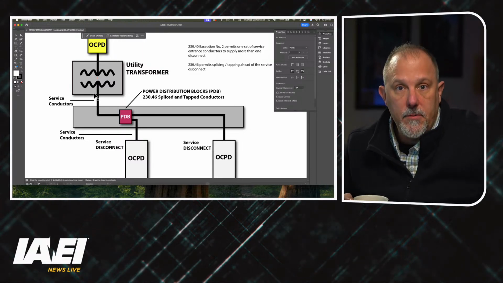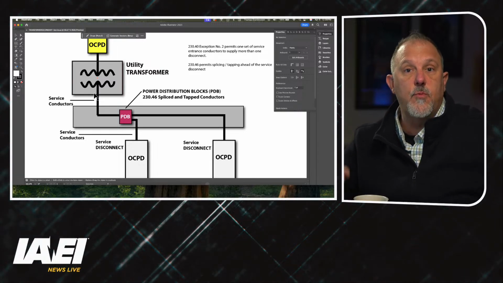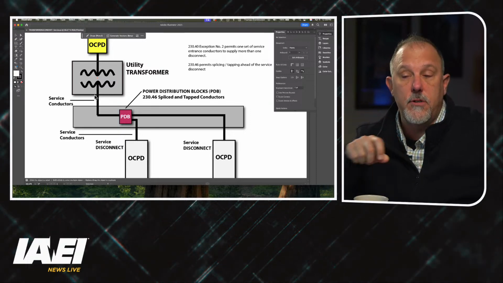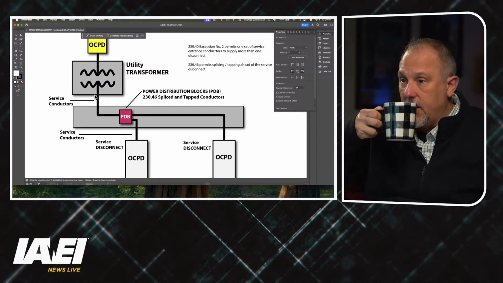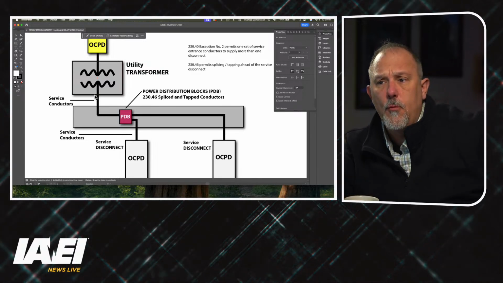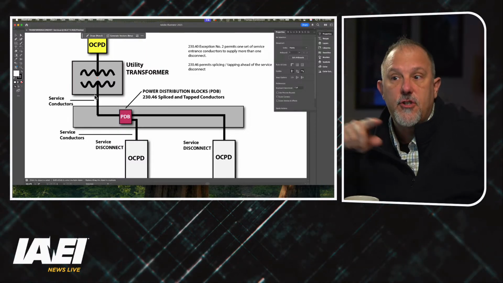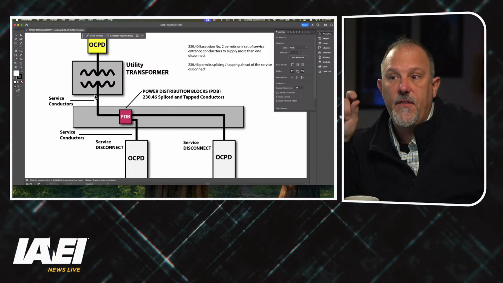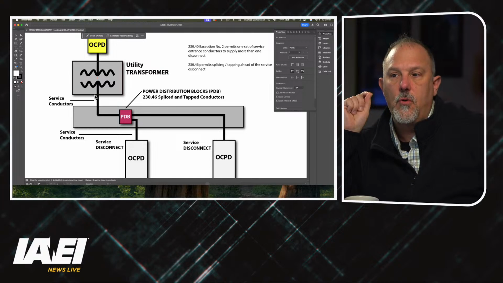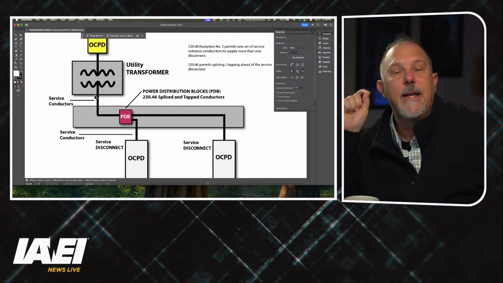If they enter a building, they have to land on a service disconnecting means at the nearest point of entry of the service conductors to the structure. We have rules for what you can place within those service conductors. We have specific rules for placement of things like power distribution blocks or cable limiters.